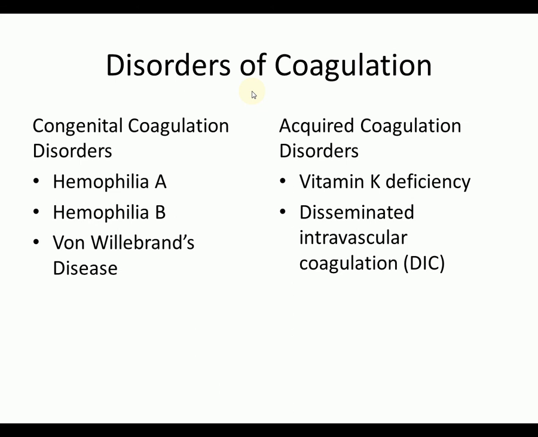Bleeding into subcutaneous and IM tissue is common. Hemarthrosis, which is bleeding in the joint space, is the most frequent type of internal bleeding. Signs of hemarthrosis are swelling, warmth, redness, pain, and loss of movement. Acquired coagulation disorders are your vitamin K deficiency and your disseminated intravascular coagulation, or DIC.